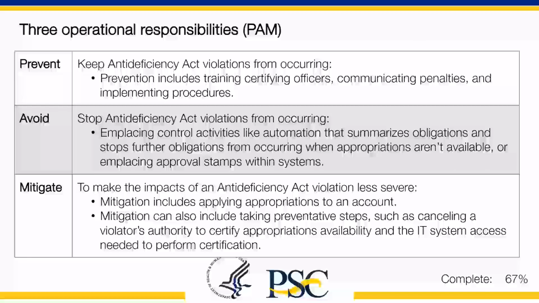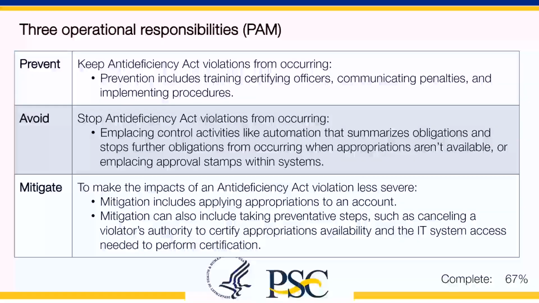There are 3 operational responsibilities, otherwise known as PAM: prevent, avoid, and mitigate. Prevent. Keep Antideficiency Act violations from occurring. Prevention includes training certifying officers, communicating penalties, and implementing procedures. Avoid. Stop Antideficiency Act violations from occurring. Emplacing control activities like automation that summarizes obligations and stops further obligations from occurring when appropriations aren't available, or emplacing approval stamps within systems.